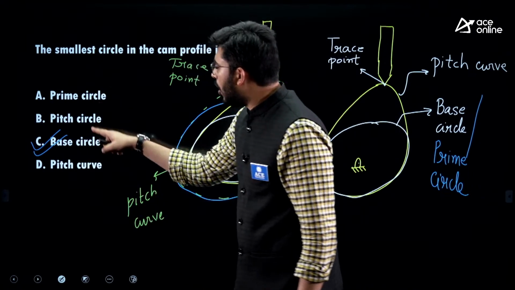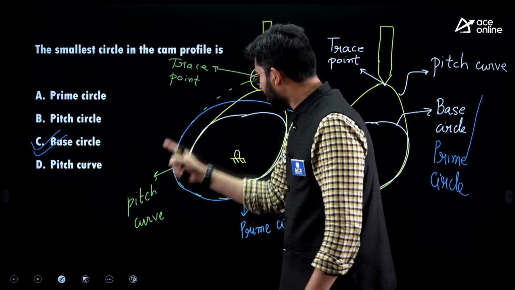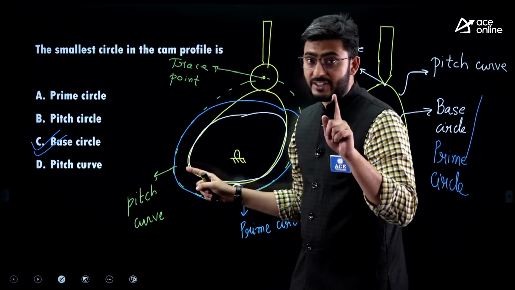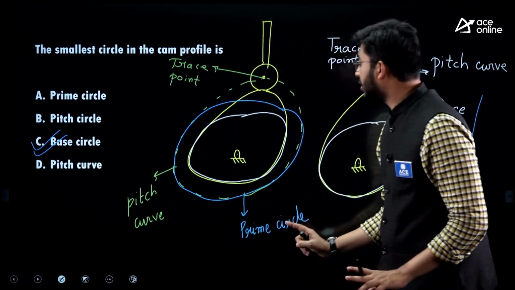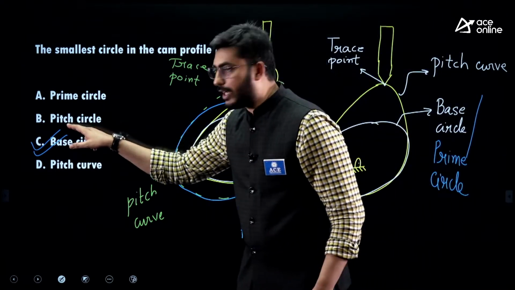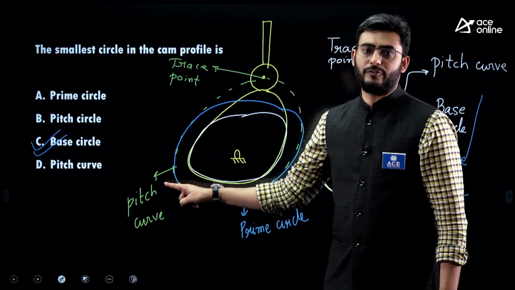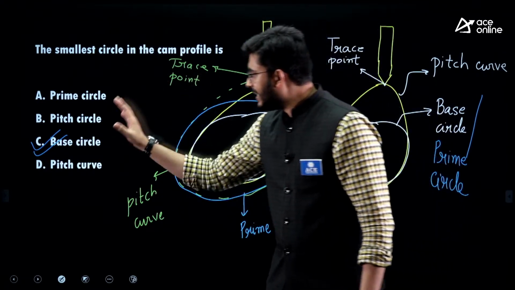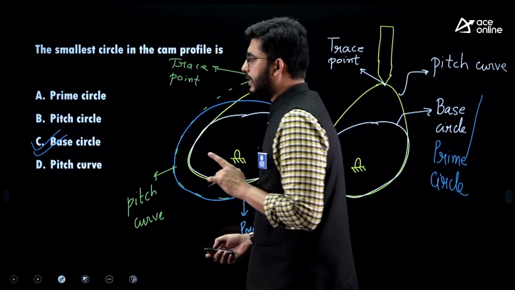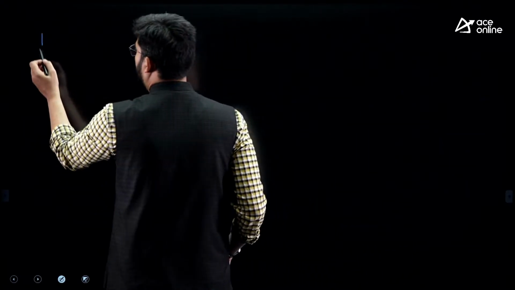All right, so here all the terms have been explained. The prime circle is the circle which is tangential to the pitch curve. And then there is the pitch circle. Pitch circle has no relation with the pitch curve. Understand that. Please remember that. So I'll take this pitch circle separately. Now guys, for this pitch circle, we need to recall the pressure angle in the cam.